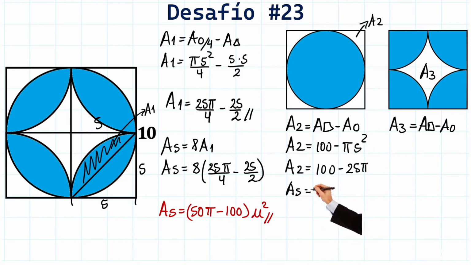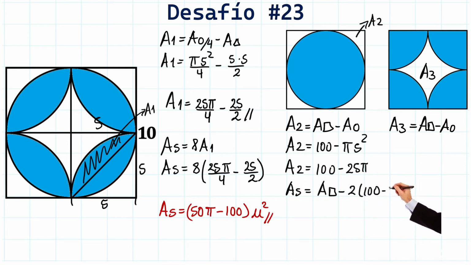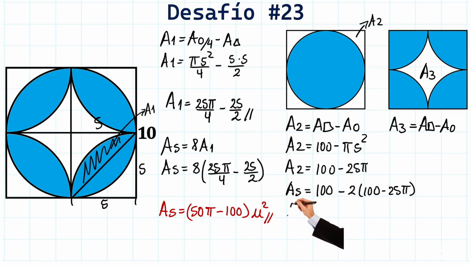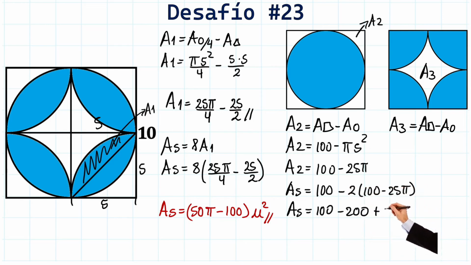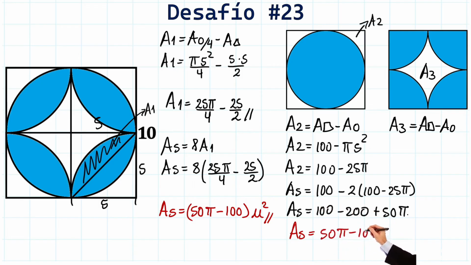Now we had said that the shaded area is equal to the area of the square minus 2 times area 2. Meaning this here, minus 2 times 100 minus 25 pi. Fascinating. Remember that the area of the square was 100. We have 100 here as well. And now we have that the shaded area is equal to 100 minus 2 times 100 gives us negative 200. Then minus a negative gives us plus 2 times 25, 50 pi. By Galileo's beard, the shaded area is going to be equal to 50 pi, and 100 minus 200 gives us negative 100. Impressive.